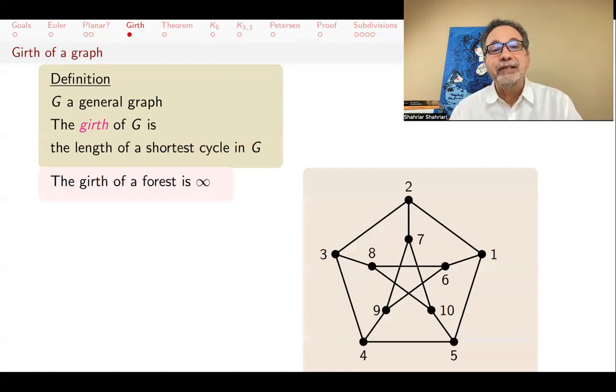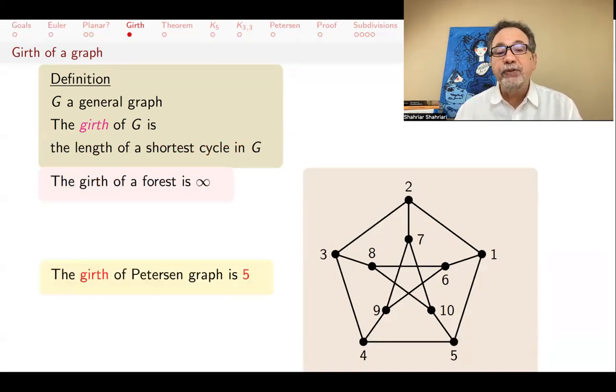For example, this is the Petersen graph. What is its Girth? The Girth of this graph is actually 5. And for example, here's a cycle of length 5. You can go from 1 to 6 to 8 to 10 to 5 back to 1. And you can't find any cycles of length 4, 3, or smaller. And so the Girth of this graph is 5.